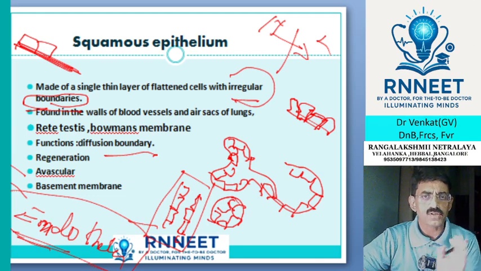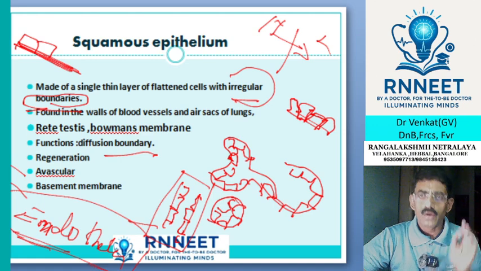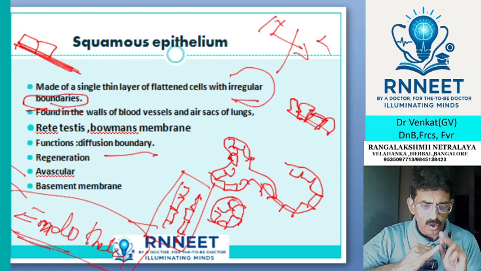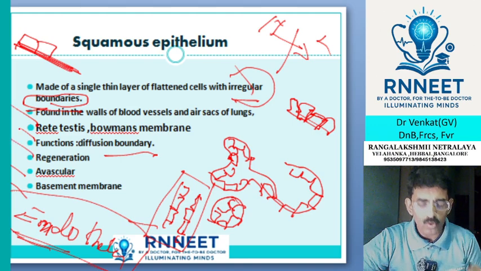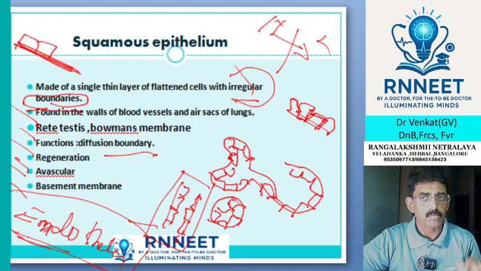Multiple layers, stratified squamous. Plus they have to have irregular boundaries. First point. Second point, present in blood vessels and air sacs, most important. Along with that, rete testis and Bowman's membrane, diffusion boundary, regeneration, avascular, basement membrane.